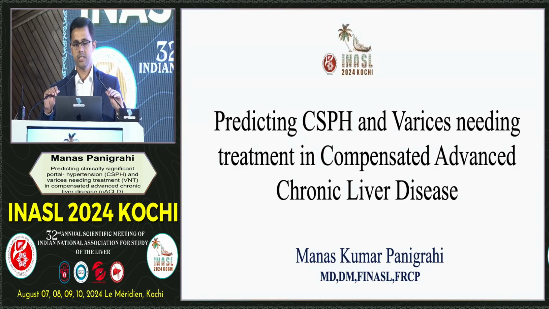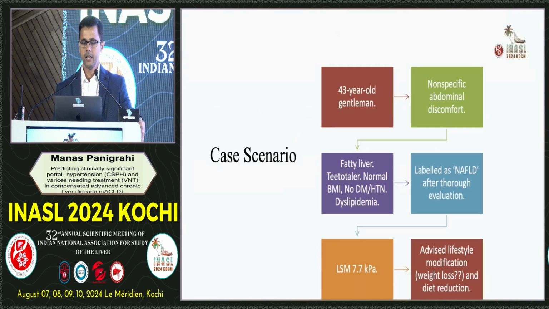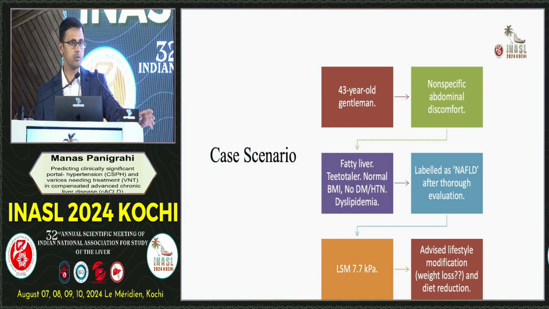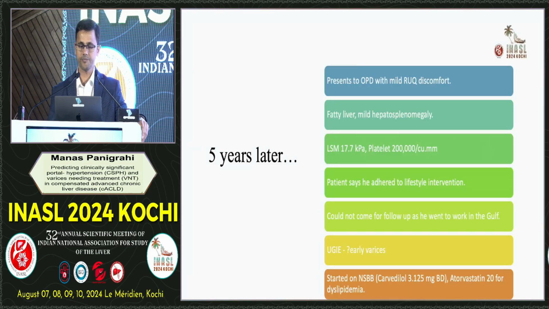So my responsibility is to discuss predicting CHPS and varices needing treatment in compensated advanced chronic liver disease. To discuss it, let's see what we used to see in everyday clinic, this common scenario: a 43-year gentleman, non-specific abdominal discomfort, imaging fatty liver, a teetotaler, normal BMI, non-diabetic, non-hypertensive, having dyslipidemia. We labeled him as NAFLD after thorough evaluation, LSM is 7, advised lifestyle modification and diet reduction.